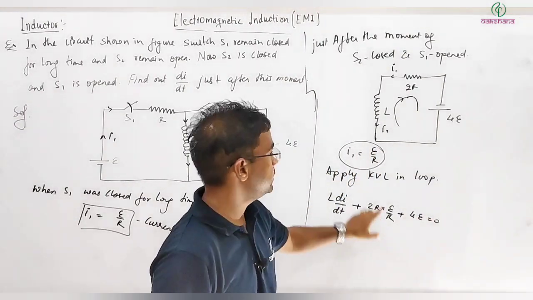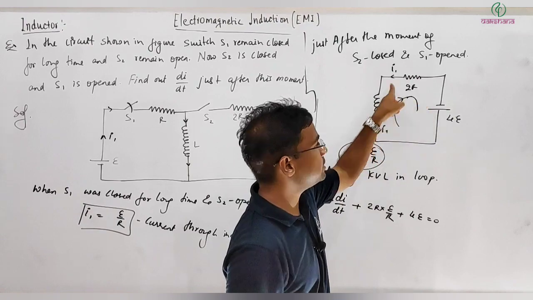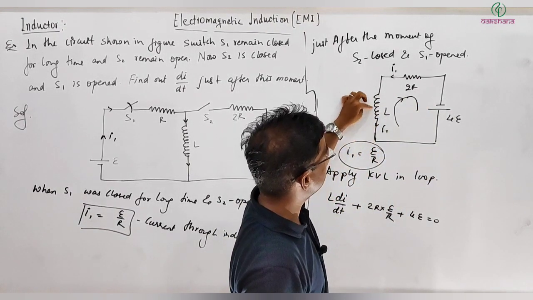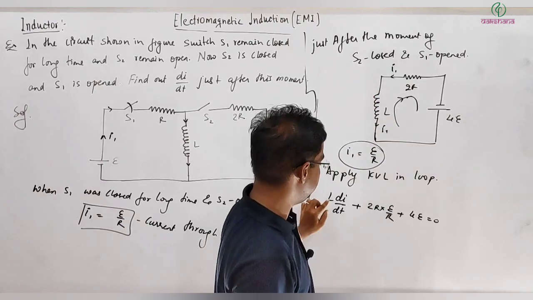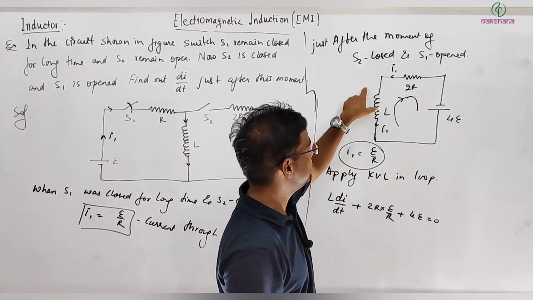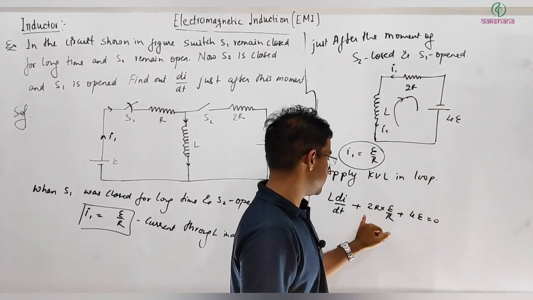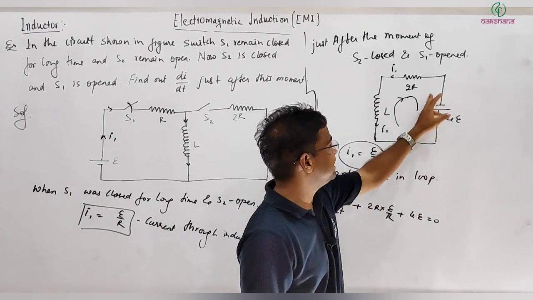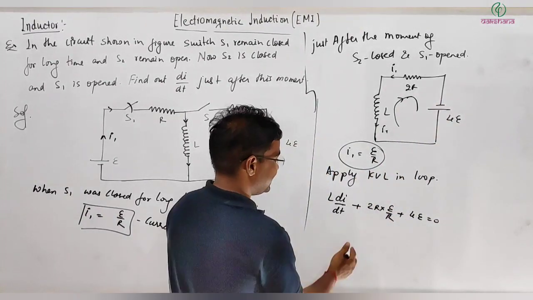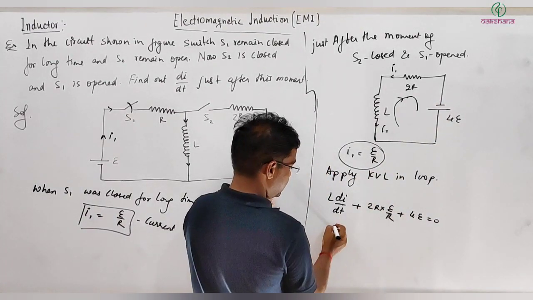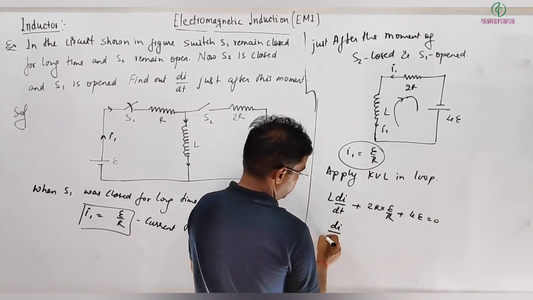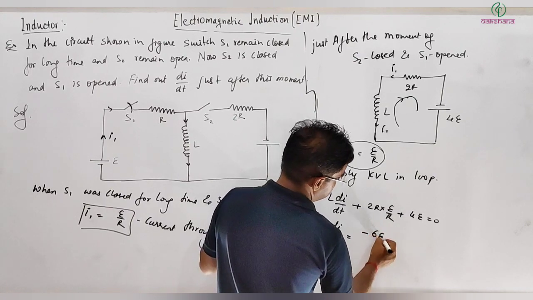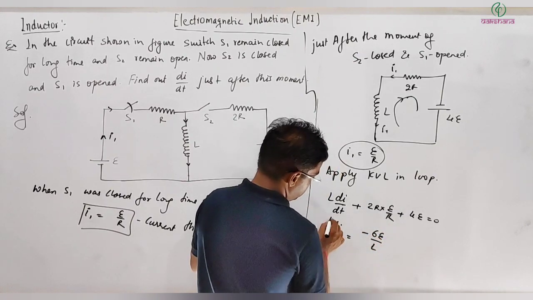I hope this is clear. Now I am going this way. You can go the other way also, there is no problem, you will get exactly the same thing. So I am going in the direction opposite to the current, that's why I write plus L di by dt. Here also opposite to the direction of current, so it's plus 2R into I and plus 4E equal to 0. This implies 6E plus L di by dt equal to 0, and di by dt comes out to be, R and R get cancelled, minus 6E by L. So this is the answer.